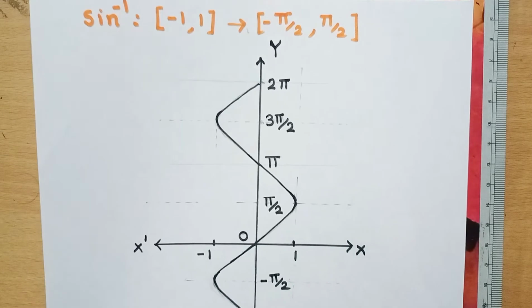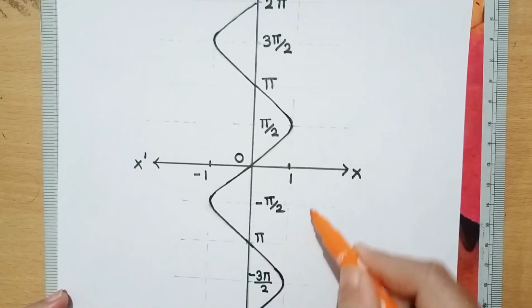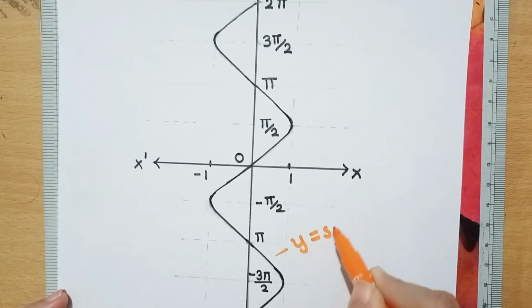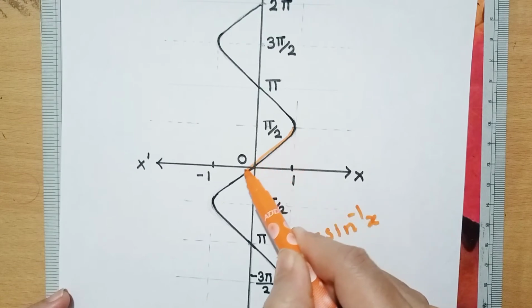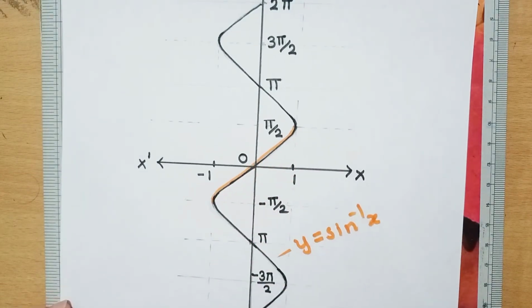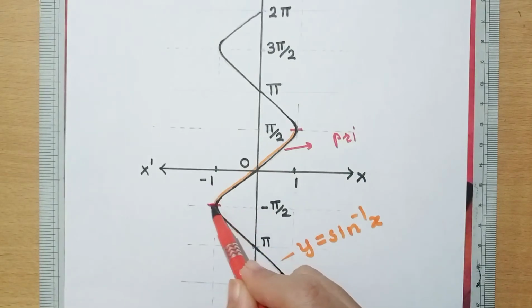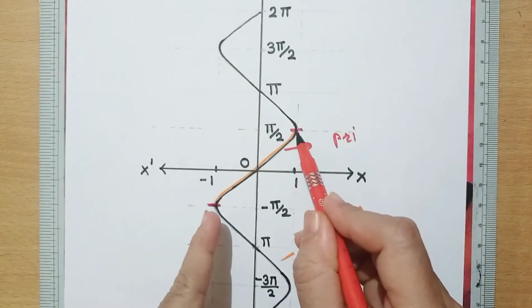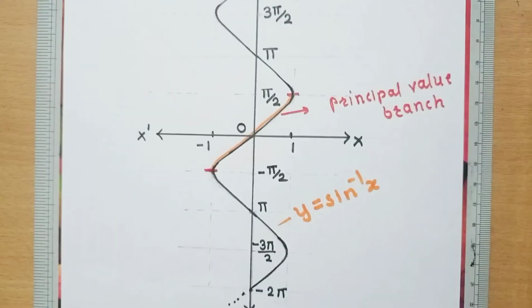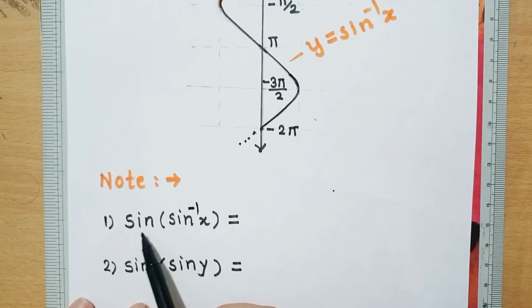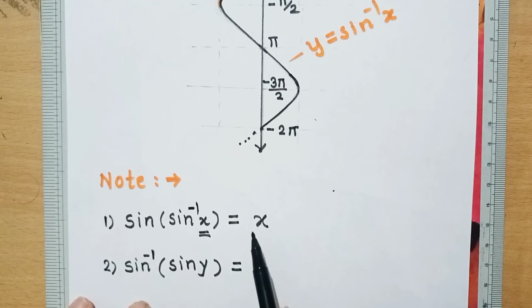This is the graph of the sine inverse function. So I'll write this y is equal to sine inverse of x, and here we will get the principal value of the function. So this branch minus pi by 2 to plus pi by 2 is called the principal value branch. One note is there: sine of sine inverse of x, you have to write simply x, where x belongs to the closed interval minus 1 to 1.